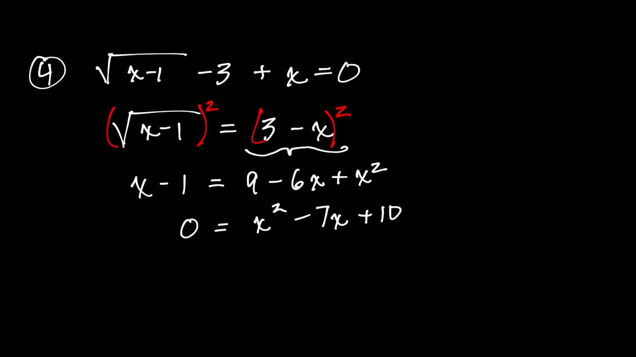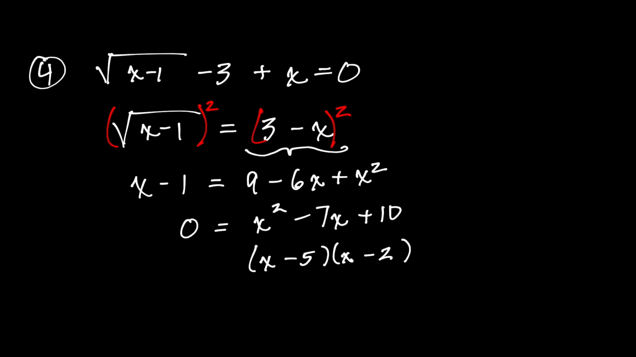So let's go ahead and set this up as a factoring problem. Do we know factors of 10 that add up to 7? Yep, we do. They are 5 and 2. So negative 5 times negative 2 is positive 10, and negative 5 plus negative 2 is negative 7.